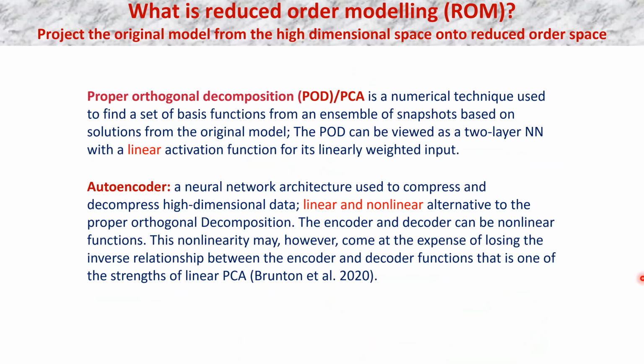So what is model reduction? Reduced-order modeling projects the data from a high dimensional space onto a low dimensional space. There are a number of methods. For example, proper orthogonal decomposition methods, which are very powerful for linear cases of model reduction. Another method is the autoencoder. The autoencoder is good for both linear and nonlinear cases. Actually, it's really powerful. I will give some examples later on.